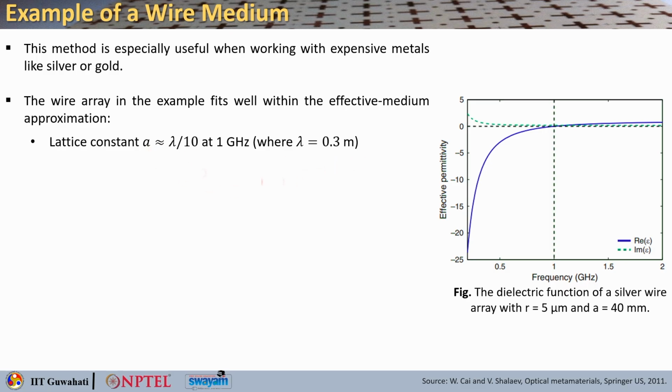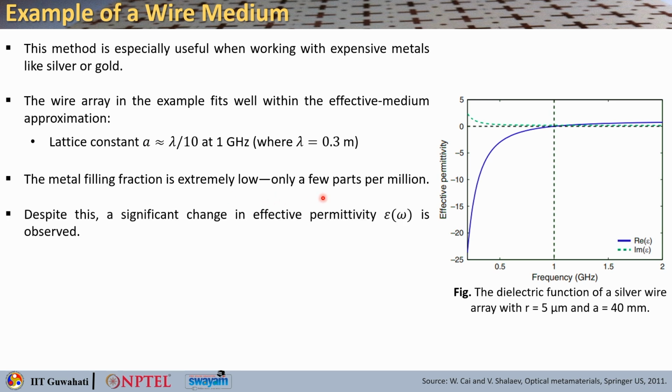Okay. So, it is of the order of 0.3 meter by 10. So, you can calculate that. Okay. And you will see they are of the same order. Okay. And another important factor is that the metal filling fraction is extremely low, that means only a few parts per million, right. So, what you can notice here is that despite such low concentration of metal in the dielectric, you can see there is a significant change in the permittivity that you can observe here.